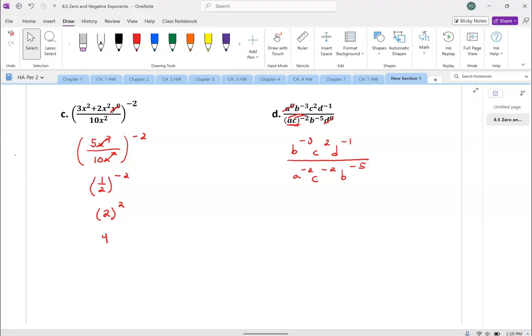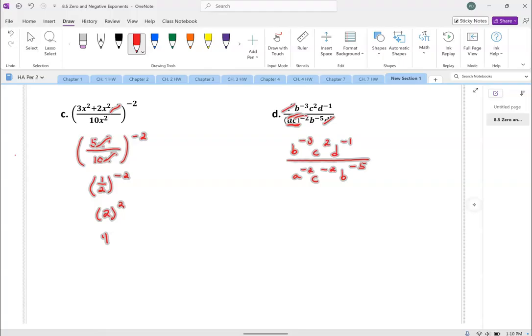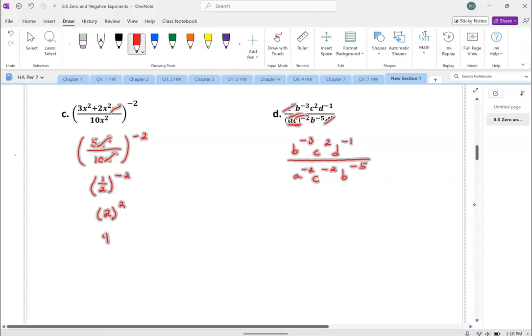I'll show you two different techniques here. One technique is just moving them. So b to the -3 is going to come down. d to the -1 is going to come down. So we'll come this way. And this is just the moving technique.